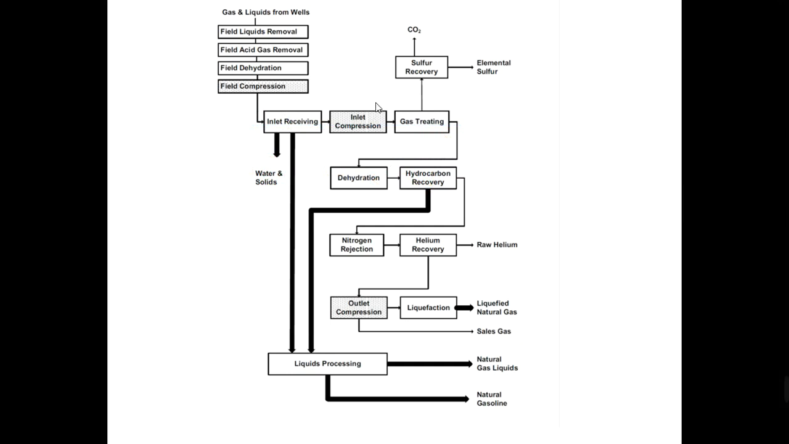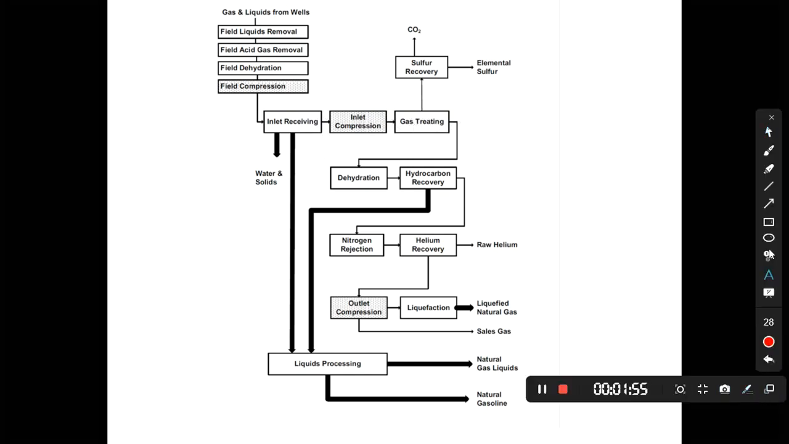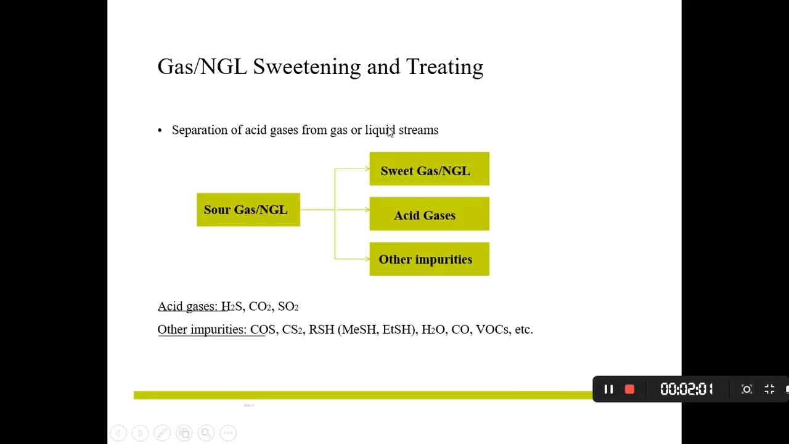Then after we have inlet receiving, we send it through the compression. The compression job is again to maintain the pressure at the plant. After the compressor increases its pressure and we make sure that the temperature is under control, we go for the sweetening plant. So right now we are discussing this sweetening, this gas treating. We call it a sweetening plant also at the same time.